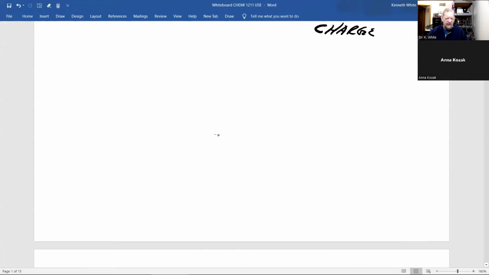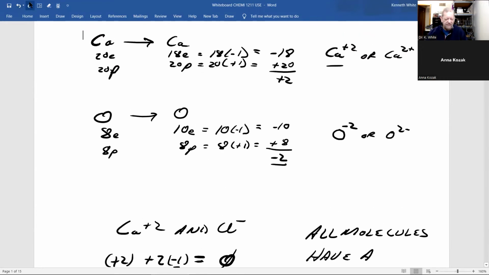So the question is, what would be the simplest empirical formula for this molecule? And I'll do this one. I'll let you have one to try too, because I share.